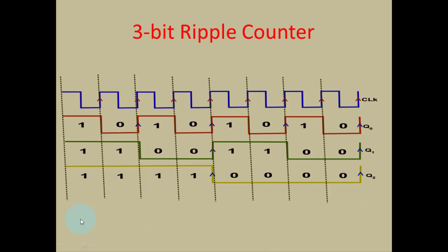As we can see, this is 1 1 1, then 1 1 0, 1 0 1, 1 0 0, 0 1 1, 0 1 0, 0 0 1, and 0 0 0. So it starts from 1 1 1, that is 7, then 6, 5, 4, 3, 2, 1, 0. Then of course it again comes to all ones. This is how the 3-bit ripple counter works. It counts up to 8.